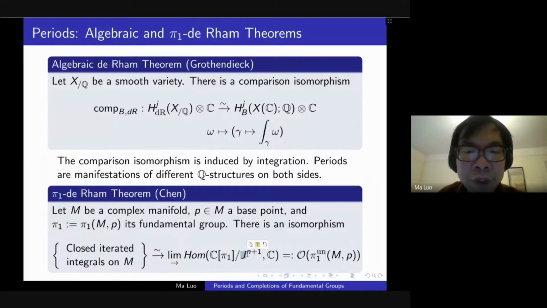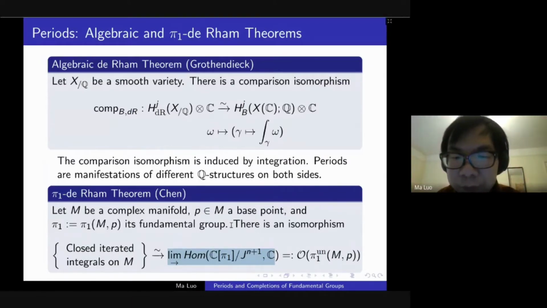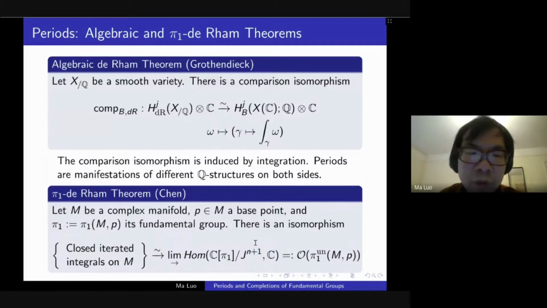And its powers define some sort of topology on this. And what you do here is compute the continuous dual of the group algebra. Anyway, in this way, we have these periods of fundamental groups.